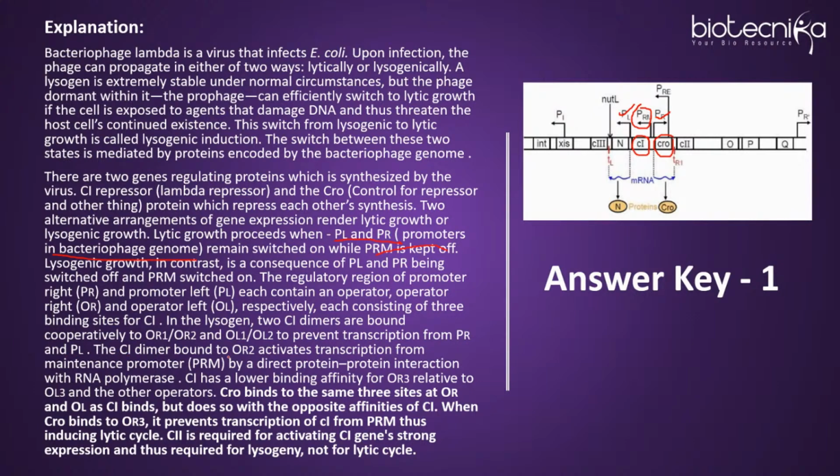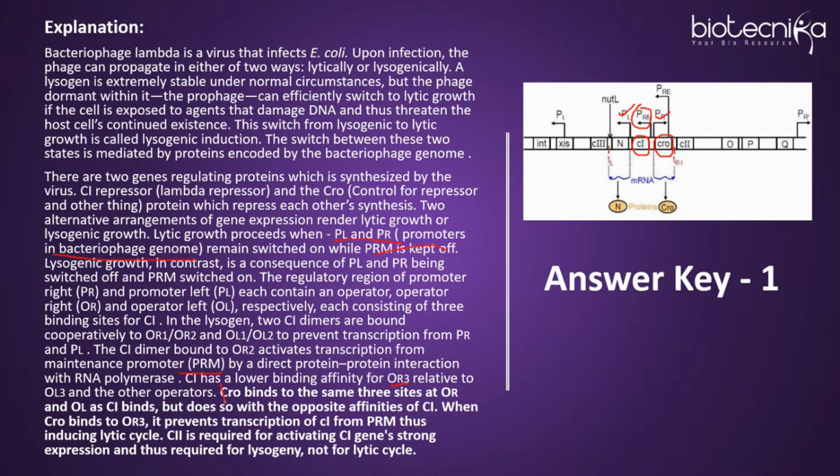The C1 dimer bound to OR2 activates transcription from the maintenance promoter PRM by a direct protein-protein interaction with the RNA polymerase. So when the C1 dimer is bound to OR2, right, it activates transcription from the maintenance promoter. As a result, what happens? C1 has a low binding affinity for OR3 relative to the other operators.